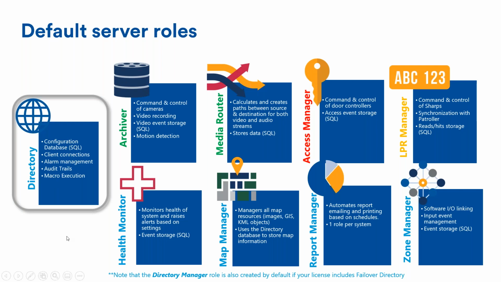The health monitor is a role that monitors, as it says, system health, and basically sends up alerts if a camera goes offline or a database gets disconnected from its role, or a server goes offline. You will see little red cross symbols, whether they're red or yellow. Red is an error, yellow is a warning in the user interface.